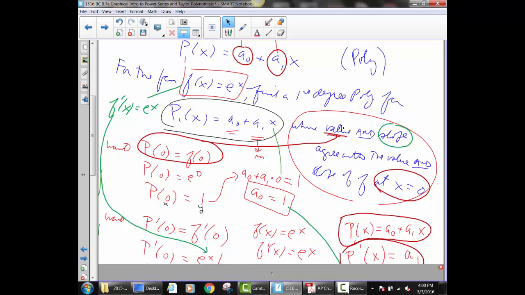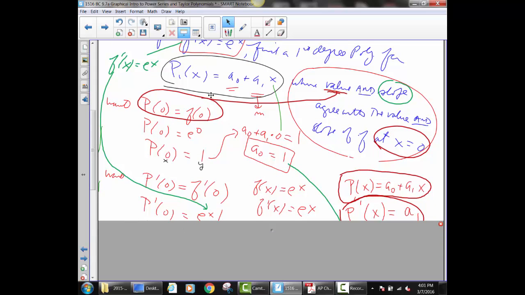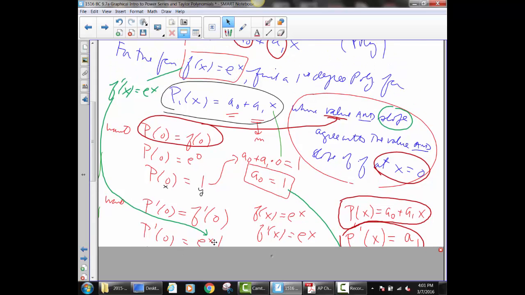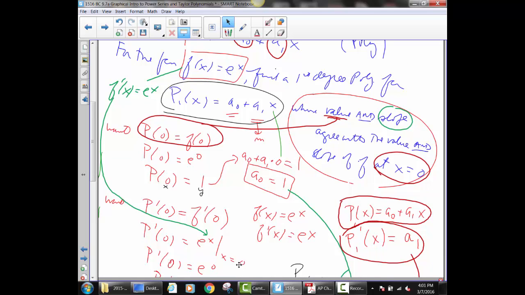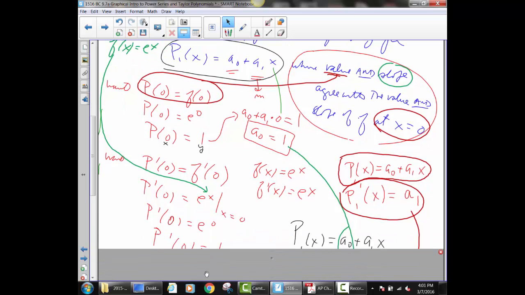Now we also want not just the values to agree, but we want the slopes to agree as well. We'd like f prime of 0 to have the same slope as p prime of 0. Well, if f of x is e to the x, the derivative of it is e to the x. We're going to replace x by 0. We'll get e to the 0, which is 1. But we want that to equal p prime of 0. Now, if we go back to what p of x was, it was a0 plus a1 x. If I take the derivative of that, the derivative of a constant is 0, and the derivative of a1 x is a1.